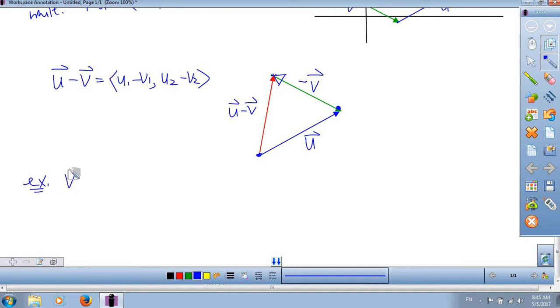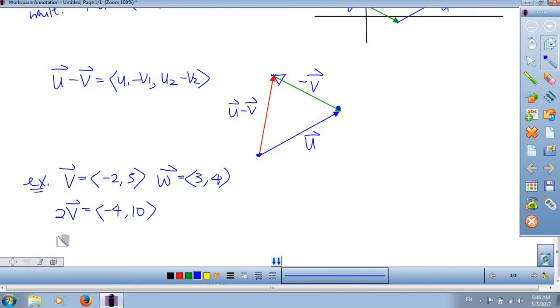Let me show you an example. Let's say vector v is (-2, 5), and vector w is (3, 4). What would 2v be? You simply multiply the scalar 2 times v, which is (-4, 10), because 2 times -2 is -4, and 2 times 5 is 10. Now what would w minus v look like? You take 3 minus -2 for the x component, and 4 minus 5 for the y component. So this becomes (5, -1). It's very simple.